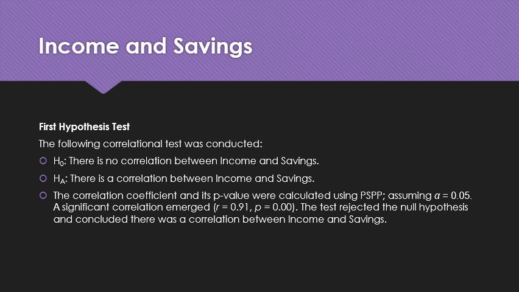A significant correlation emerged where the coefficient was 0.91, the p-value was 0.0. The test rejected the null hypothesis and concluded there was a correlation between income and savings.